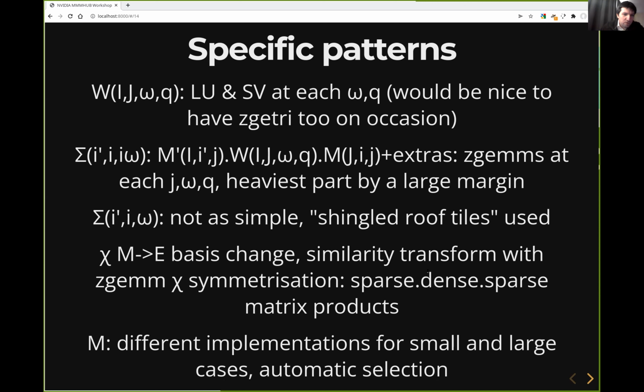Yeah, symmetrization, sparse, dense, sparse matrix products are good stuff. As the previous speaker also said, I have also, in some cases, specializations depending on the matrix size in the BSC solver. For example, whether a whole algorithm is run on GPU or CPU or on multiple GPUs. As a decomposition example, and also the construction of a big matrix.